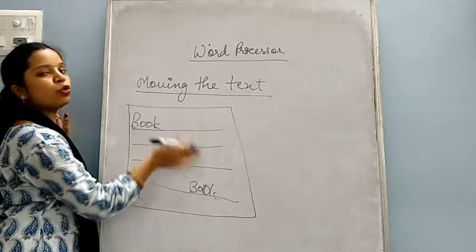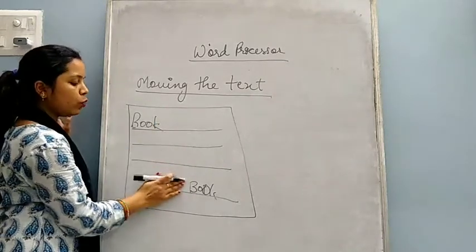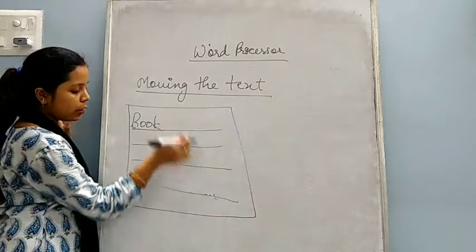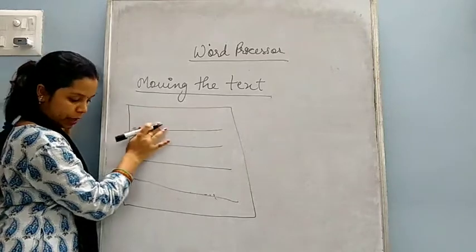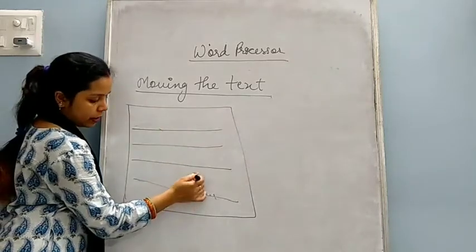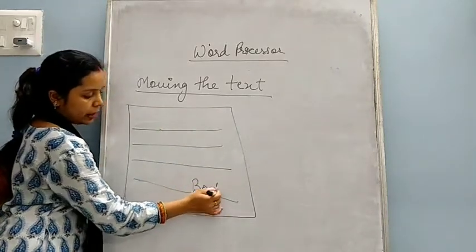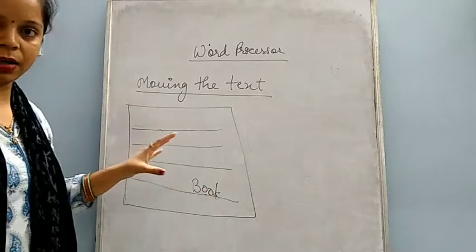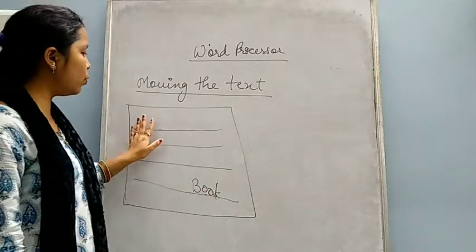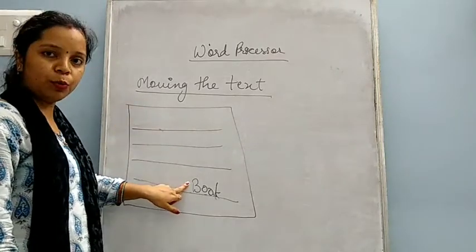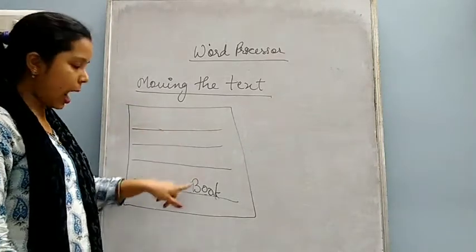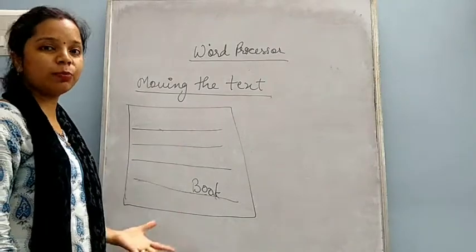So this is known as moving. Now when you move this word from first line to fourth line, what will happen? This word will be removed from here and this word will come here. This is known as moving. Moving will remove the word from original place and wherever you want to move, it will place that word at that place.